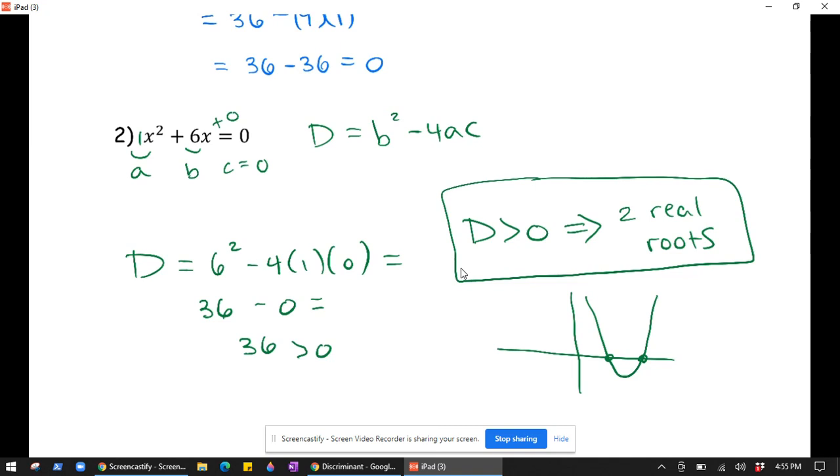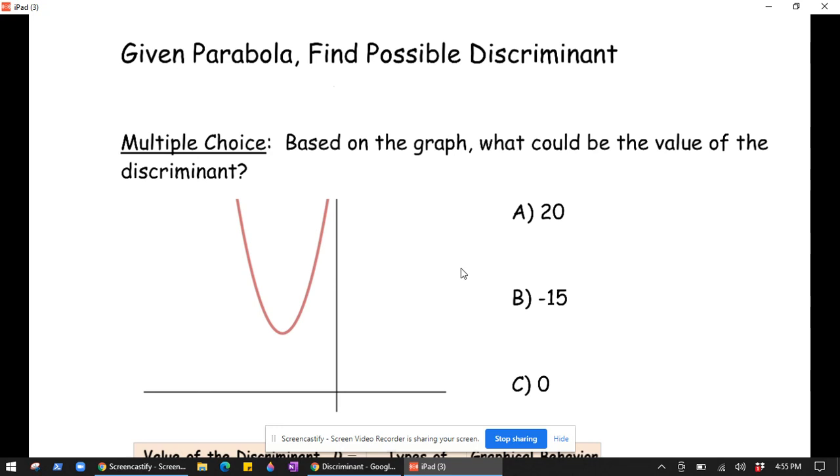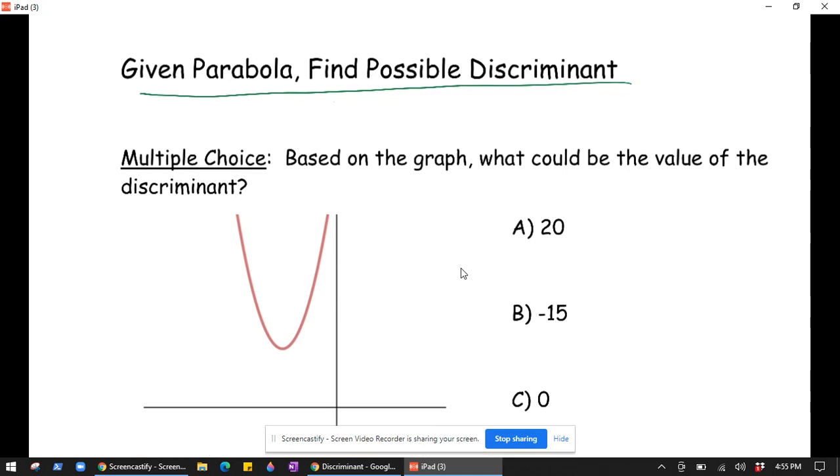Let's do one more example on this skill presented as a multiple choice. This says, given the parabola, find the possible discriminant. Based on the graph, what could be the value of the discriminant? So we're not given the equation, we're just given a parabola, and we are expected to figure out, based on how it's situated, what the discriminant could be. I'll give you a second to think about it, or you can pause the video and try to reason what it should be based on these three choices.